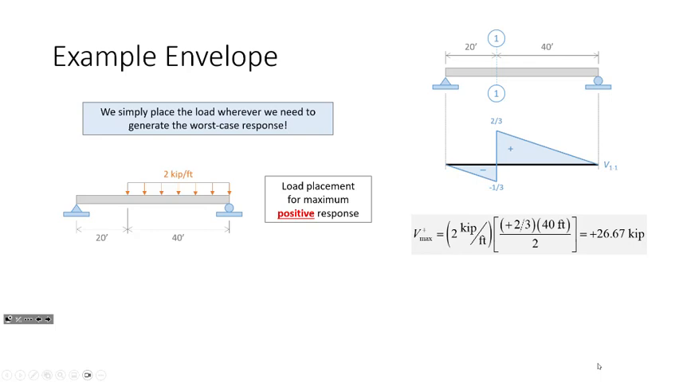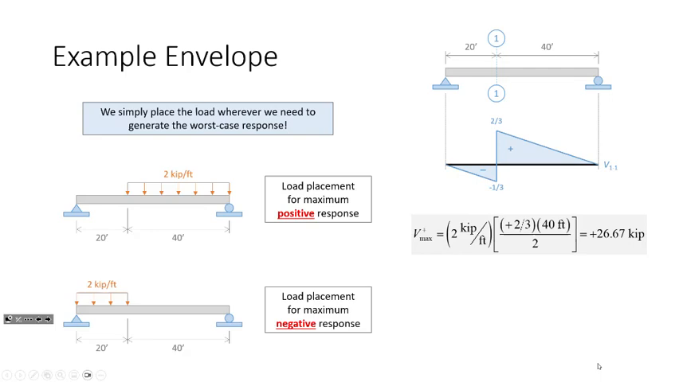Now, on the flip side, where should I put the load if I want to generate the worst case negative shear? I ask you. If this is the load placement for the worst case positive shear, where would be the worst case placement for the largest negative shear? Everywhere else, right? So everywhere else would be that. And what I have here is the same idea, load times area. So here's what that looks like.